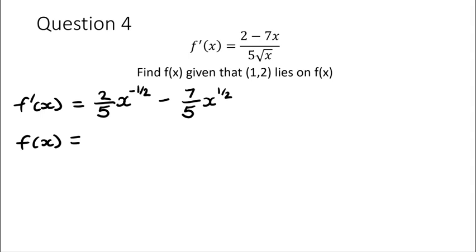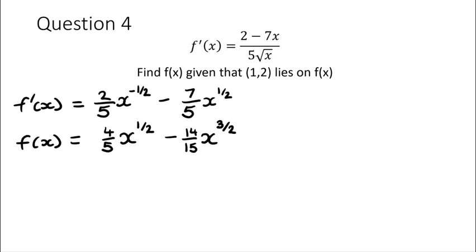So I've got f dash of x. If I integrate that, it's going to give me f of x. So we just go to each of these terms, add 1 to the power, and divide by the new power. If I do 2/5 divided by a half, it's the same as doing 2/5 multiplied by 2. Second term, add 1 to the power, 3 over 2, divide by the new power, divide by 3 over 2, or multiply by 2 over 3.